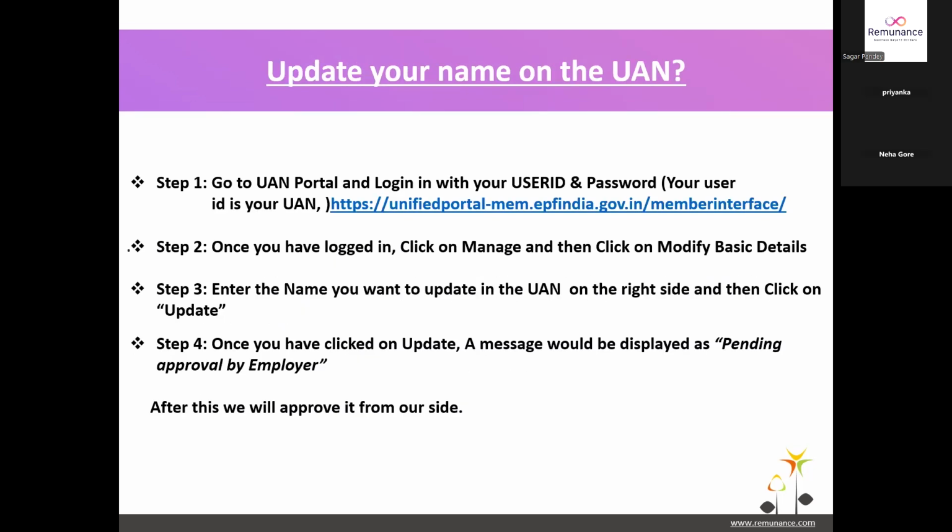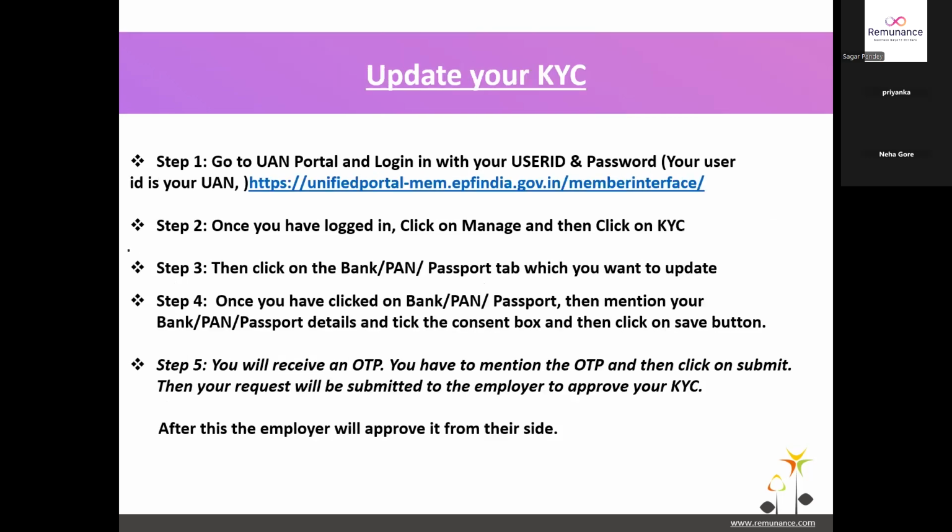Now let's see how to update your name on UAN. You have to go to the UAN portal and log in by using your user ID and password. So your user ID here will be your UAN number. Then you have to click on the Manage tab, then click on Modify Basic Details. Enter the name you want to update in the UAN on the right side of the screen and then click on Update. Then a message will be displayed as pending approval by employer. After this, your employer will approve your request.